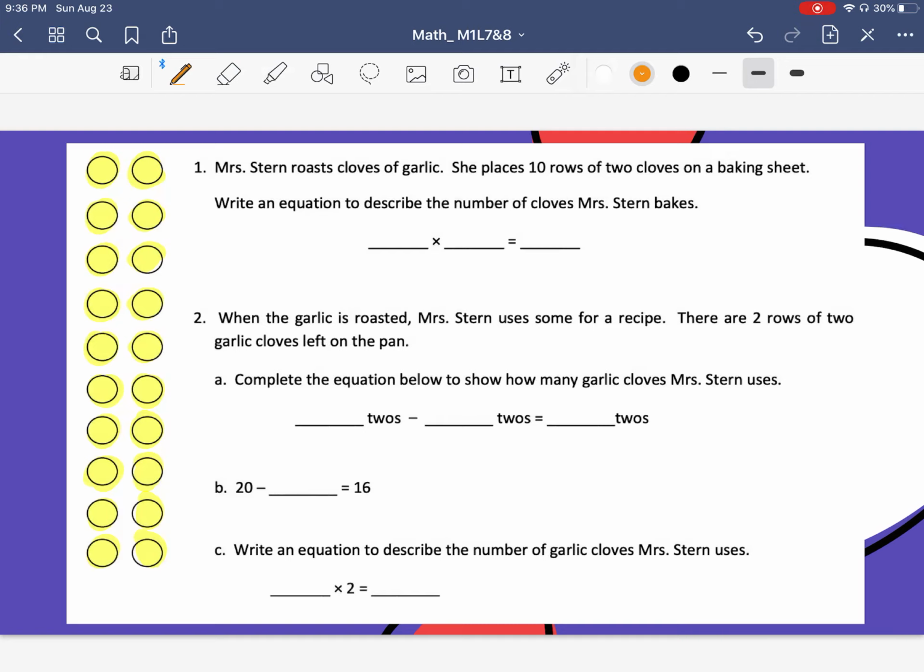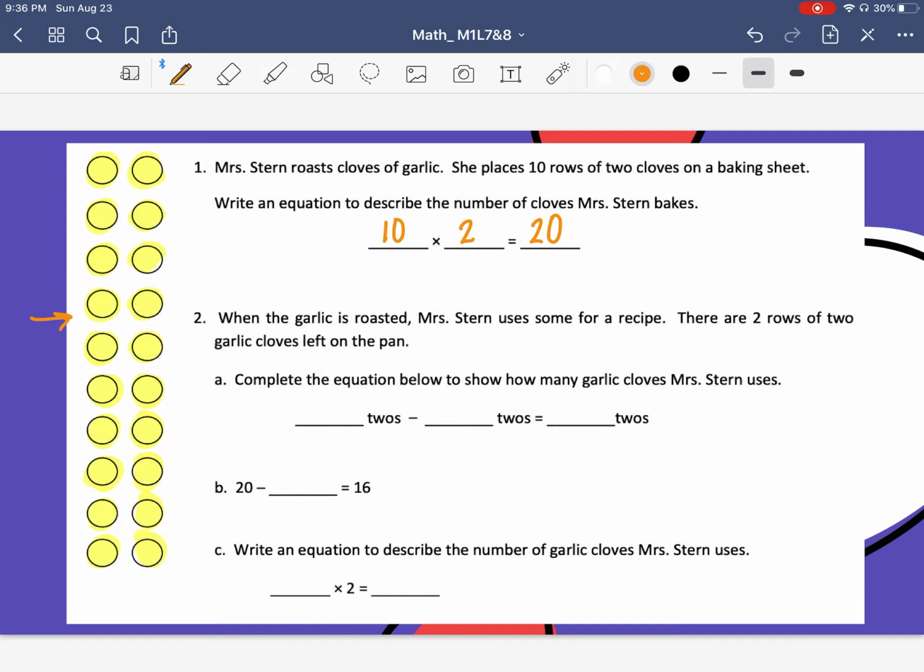Mrs. Stern roasts cloves of garlic. She places 10 rows of 2 cloves on a baking sheet. Write an equation to describe the number of cloves Mrs. Stern bakes. So let's look at these circles. Here, Mrs. Stern has 10 rows of 2 garlics, which is in total 20 garlics.